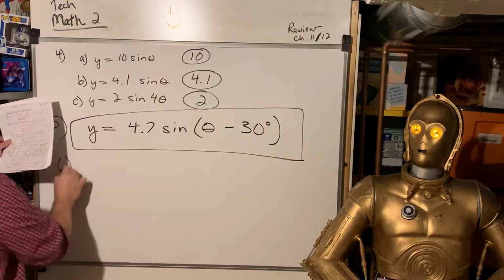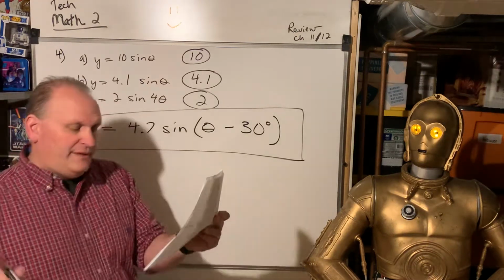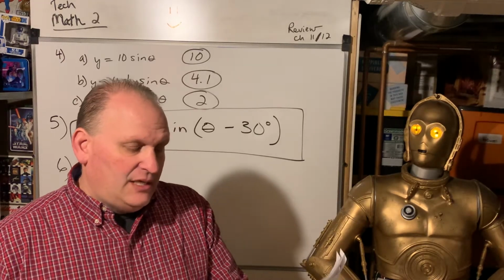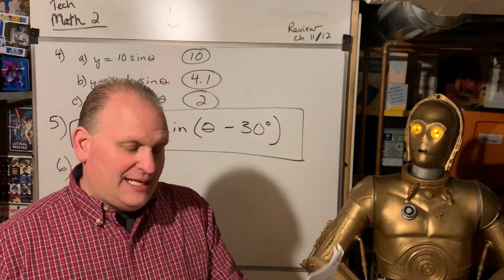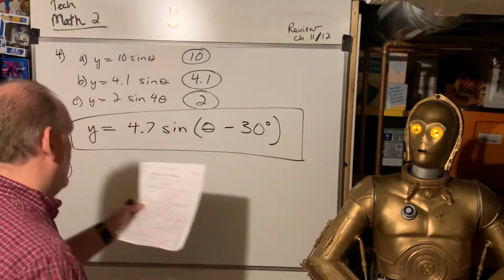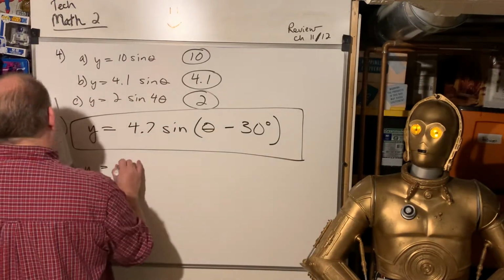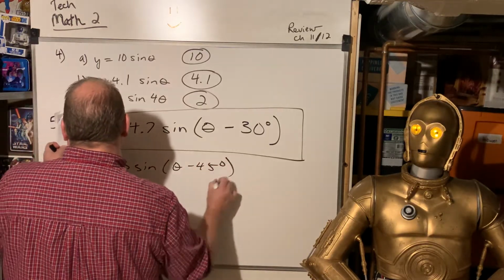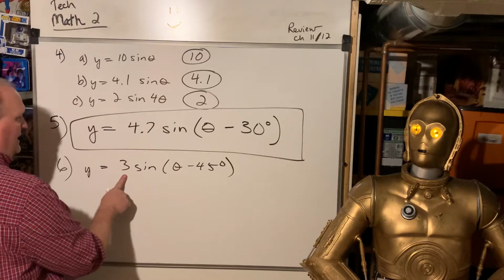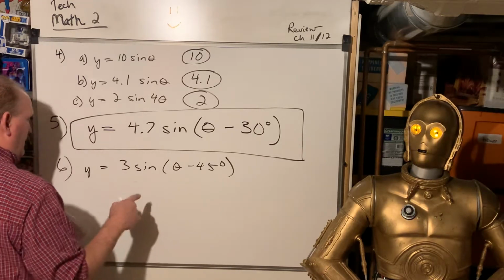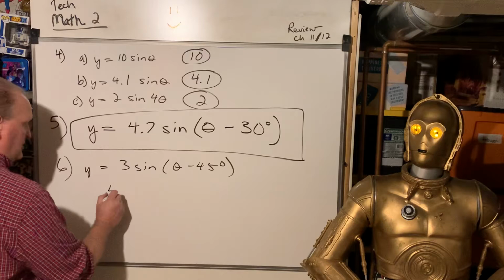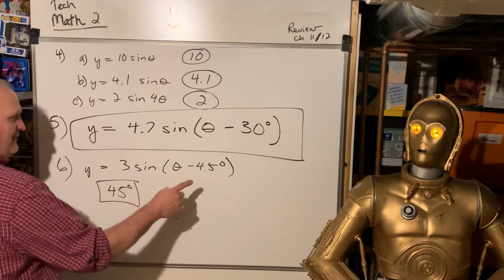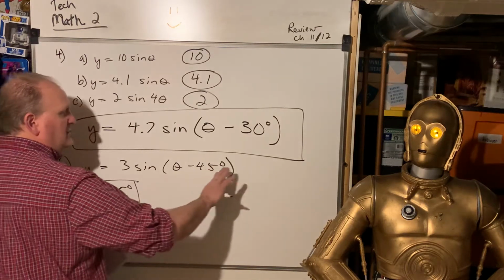Number 6. This is worded funny. I wrote a little note on the bottom of the page on number 6. To be in phase with y equals sine theta, the graph of y equals 3 sine theta minus 45 degrees must be shifted. So the 3 is the amplitude. That has nothing to do with the phase shift. It is 45 degrees, and everybody pretty much gets that. But this, if you were to graph it, this would be 45 degrees shifted to the right.